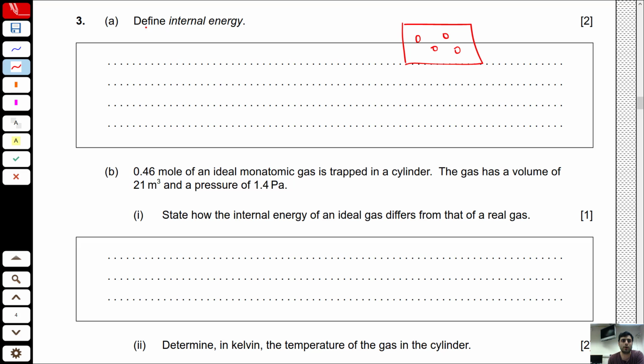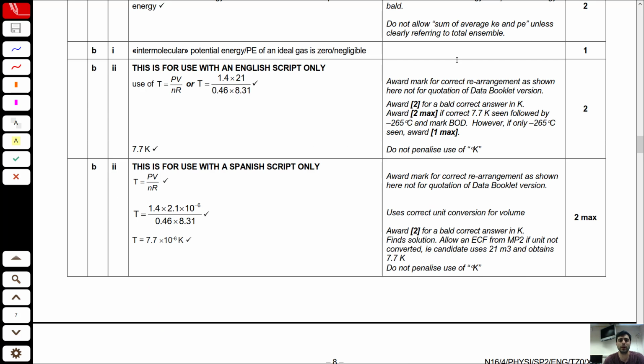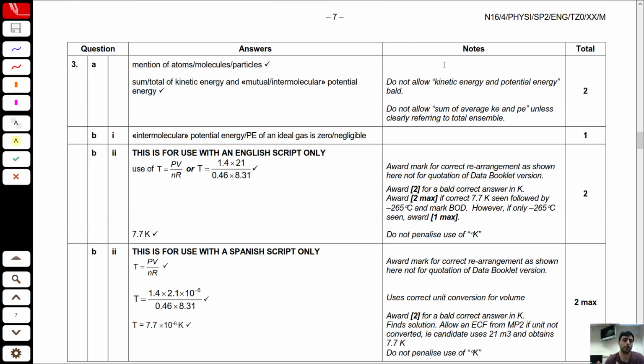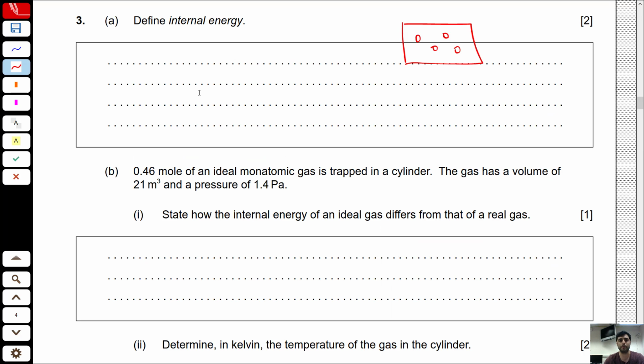So if you are asked to define internal energy, it is the sum of the kinetic and potential energies of the particles. If you also look at the data booklet, the mention of the particles at the atomic or molecular level is very important. So mention atoms or molecules, and then it is the sum of the kinetic and potential energies of the particles of the substance. Let me explain more here. So kinetic plus potential energy. Now the kinetic energy of the particles is directly proportional to temperature, so it depends on the temperature in Kelvin.